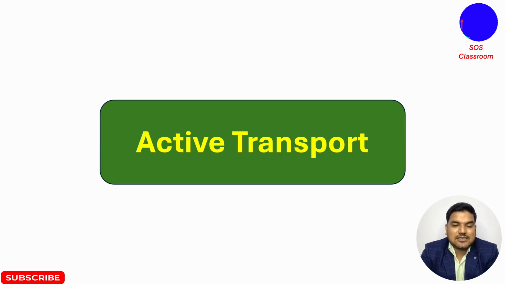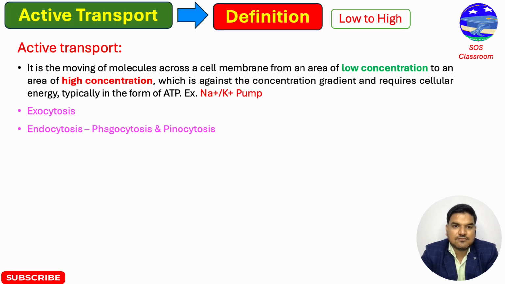Next we discuss active transport. Active transport means the transport of substances or molecules across the cell membrane with the help of energy in the form of ATP. Active transport means transfer of molecules from the lower concentration to the higher concentration. But there is no possibility of transfer of molecules from lower concentration to higher concentration without the use of energy.